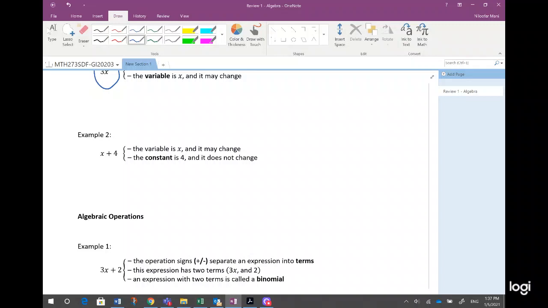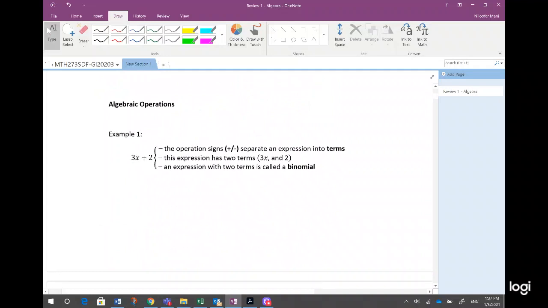One of them is x, which is 1 multiple x. 1 is the coefficient. See, it's x plus 4, which is 1 times x plus 4. This is a coefficient and this is a constant. I hope that is clear. So a constant doesn't change, as we said. So here, now we are going to talk about algebraic operations. Okay, algebraic operations. So the operations, yes, can be plus and minus. So terms are separated by plus and minus. Yes, I said.